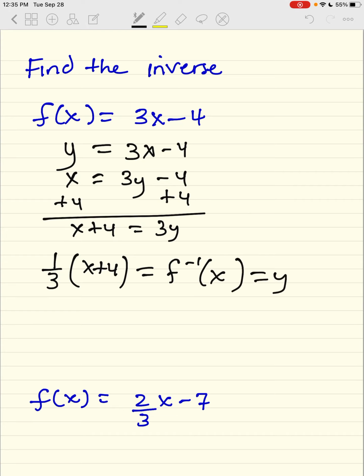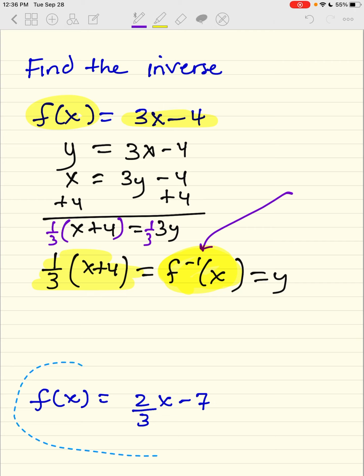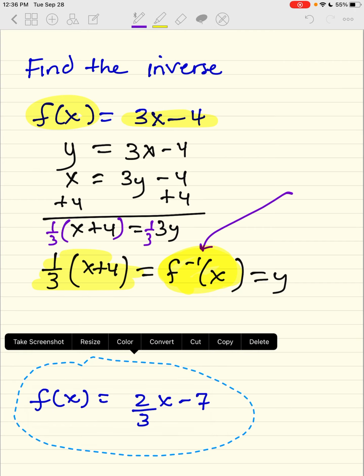So get used to writing the reciprocal of 3 over 1 as 1/3 on both sides. Just don't forget to put parentheses around it. This here is the notation to tell the reader that you have found the inverse. This little -1 is saying that this function here and this function here are inverses of each other. So we switch our x and y, and then we solve for y. And that's how we do that.